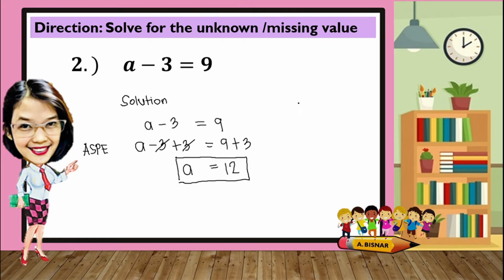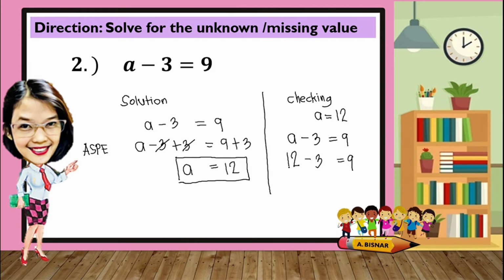So let us check if the answer is correct. Again, in checking, you have to substitute the value that you get. So a is equal to 12. From the given equation, you have a minus 3 is equal to 9. So you have to substitute 12 for a. So you'll have 12 minus 3 is equal to 9. 12 minus 3 is 9, and 9 is equal to 9. And therefore, your answer is correct.